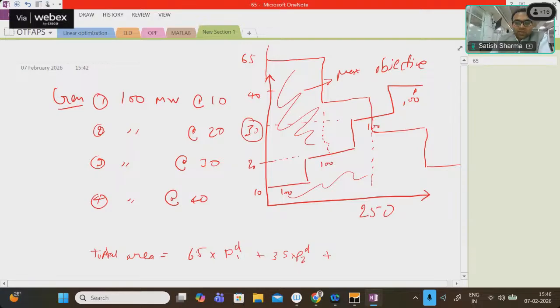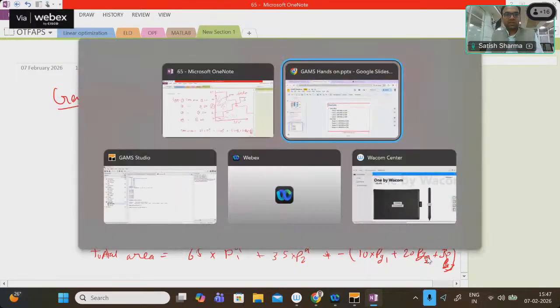Plus I will remove this particular area, so I will get the area in between. So it is basically the minus of 10 into PG1 plus 20 into PG2 plus 30 into PG3, and this will be 2. This is how it will look, and let's see if you are able to make it like this.